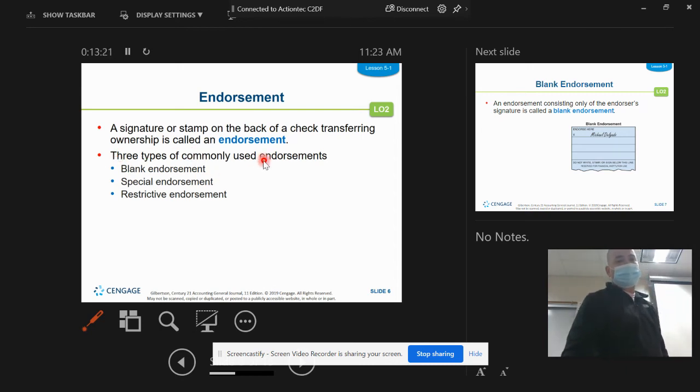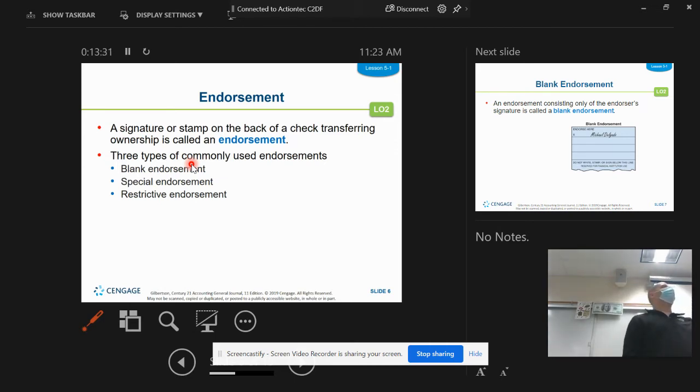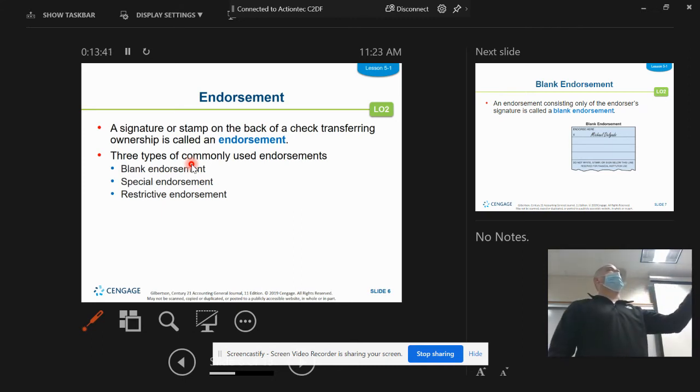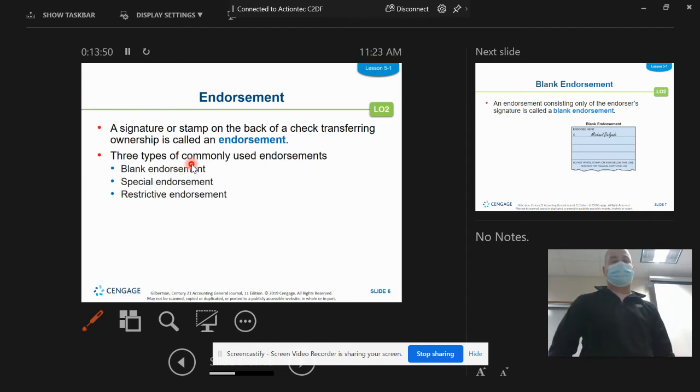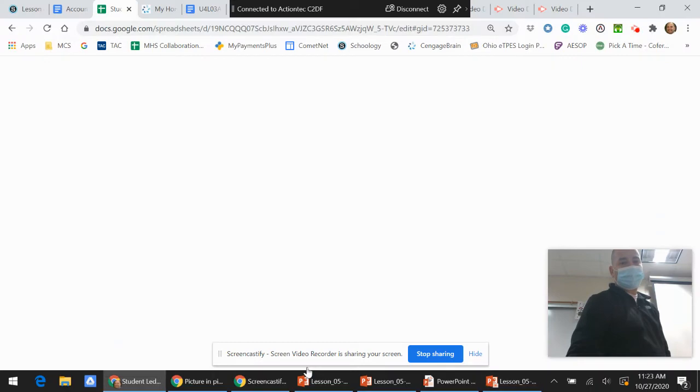Same idea here with a check. If I endorse a check, and I approve of the check, then that essentially means whatever is going on the other side of the check, I give the bank the authority to do whatever it says, right? So to cash the check, to deposit the check, to give it to someone else, those three things are the idea of what the endorsement means. And we have the blank endorsement, the special endorsement, and the restrictive endorsement. The blank endorsement is what happens most of the time.